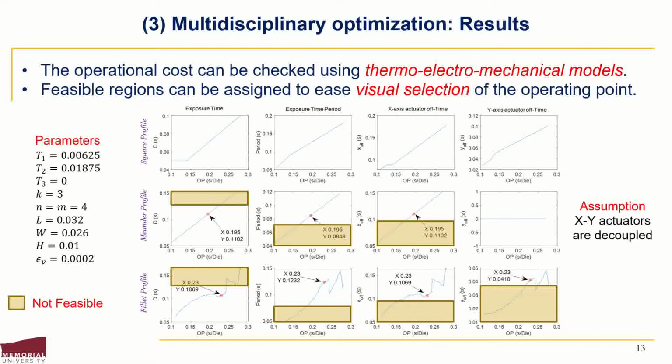Having thermo-electromechanical models helps in specifying the feasible regions that can be inserted into the operation charts to facilitate the operating point selection. Here, a random set of feasible regions were inserted for demonstration purposes. Based on the resulting charts, it's clear that the thermal loading under the Fillet profile is less than that under the Meander profile, because the former has a lesser exposure duration and increased exposure period. Also, the cooling down time for the Y actuator is longer under the Fillet profile. Overall, the dynamical performance and die yield under the Fillet profile are expected to be the best.